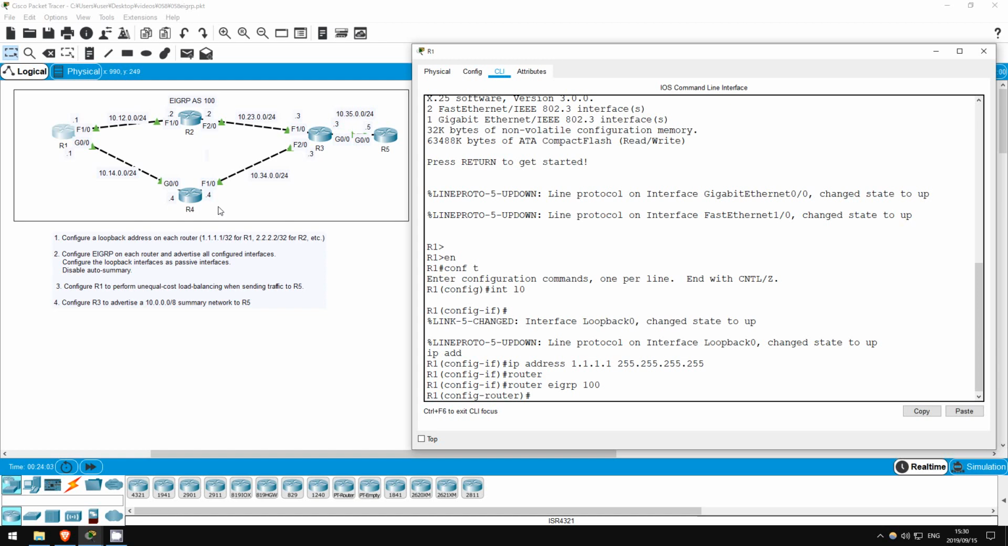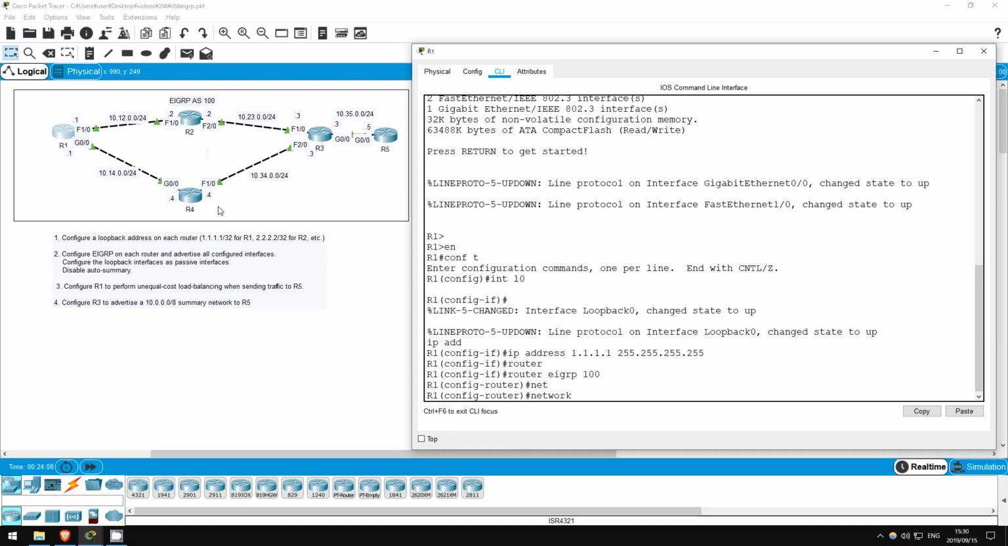Okay, so from here we use the network command, just like OSPF. However, EIGRP doesn't have the concept of areas, so we just need the IP address and network mask. Now, the EIGRP network command works the same as the OSPF network command in that it doesn't actually specify the networks you are going to advertise. It is used only to identify which interfaces to activate EIGRP on, and then those interfaces will advertise their configured networks.